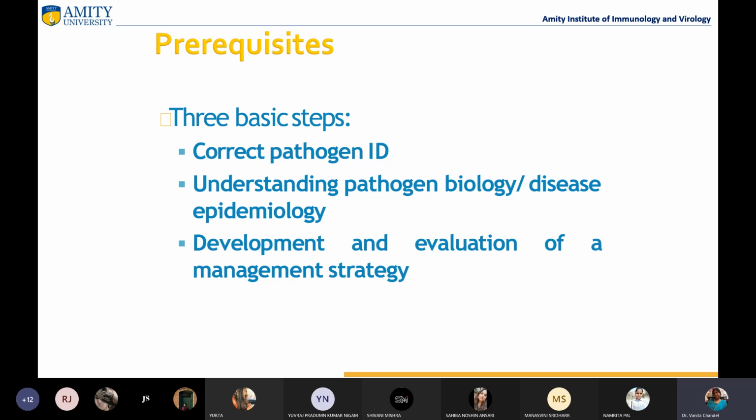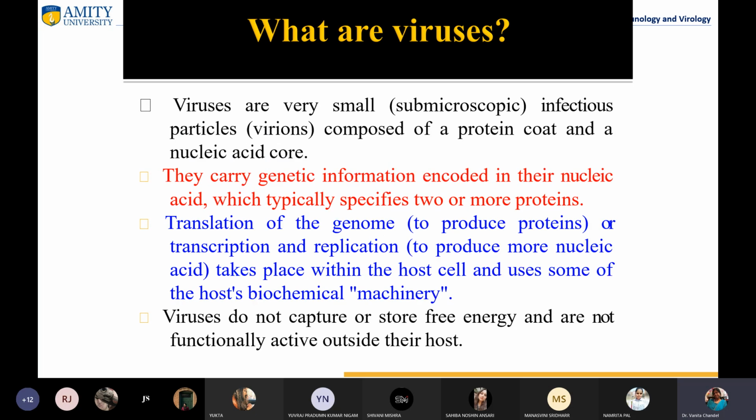Correct diagnosis for the management of any plant pathogen is very important. Then understanding pathogen biology or disease epidemiology, which discusses what kind of pathogen this is and what different environmental factors affect the pathogen or a vector or other things. And then development and evolution of a management strategy. After that, we develop a strategy for management, that using different approaches we can manage a particular pathogen.